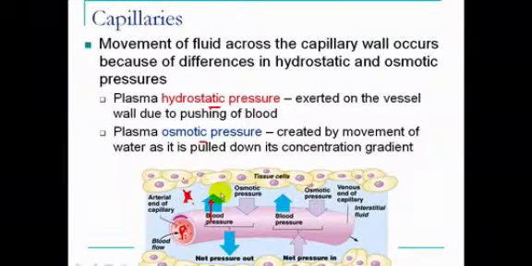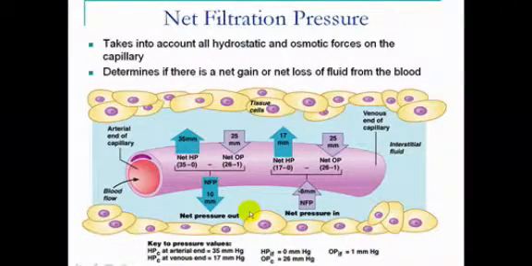So where's water going to want to move? Water is going to want to move from its higher concentration to its lower concentration, and that creates an osmotic pressure. So water is going to want to move into the vessel at the capillaries because it's moving down its concentration gradient. So you have blood pressure trying to push fluid out, and you have osmotic pressure, which is water wanting to move in. So who wins? What direction is fluid going to move? Is it going to move out of the blood vessel, or into the blood vessel? Well, it depends on whether your hydrostatic pressure is greater than your osmotic pressure.